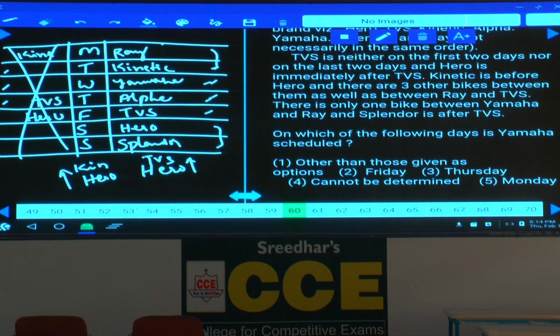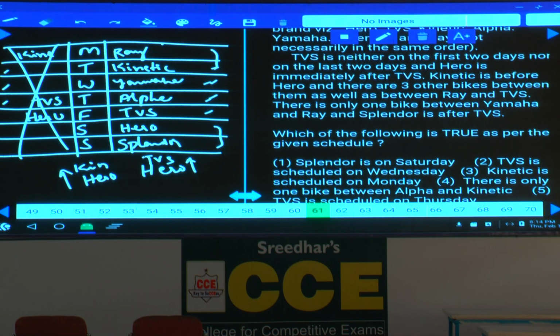Then, question number 60. On which of the following days is Yamaha scheduled? Yamaha was scheduled on Wednesday. Yamaha is scheduled on Wednesday, but that is not given in the choices. Wednesday is nowhere given, isn't it? So it is choice 1, other than the options given.